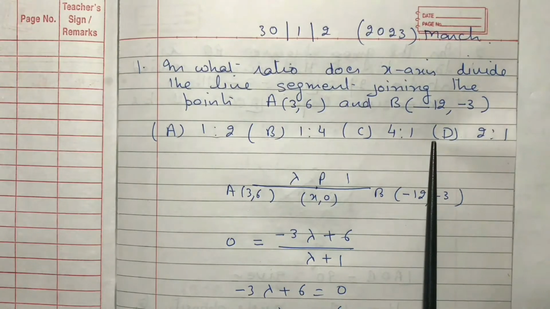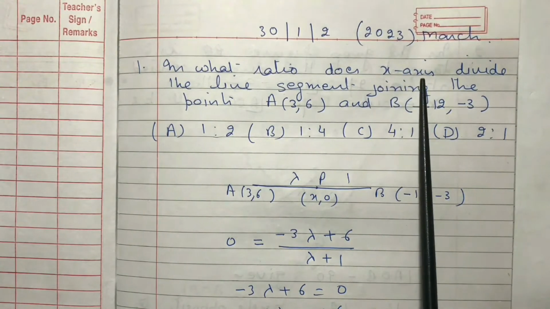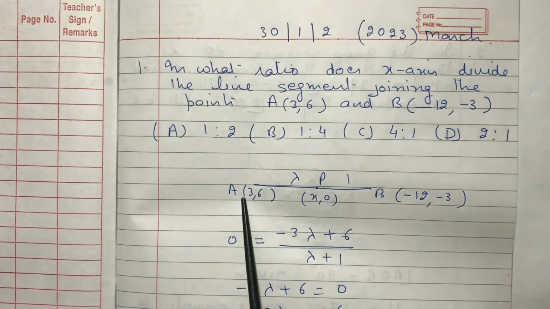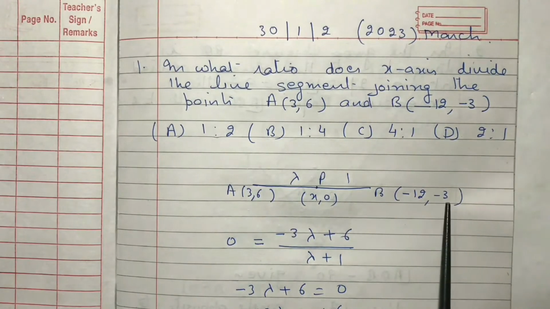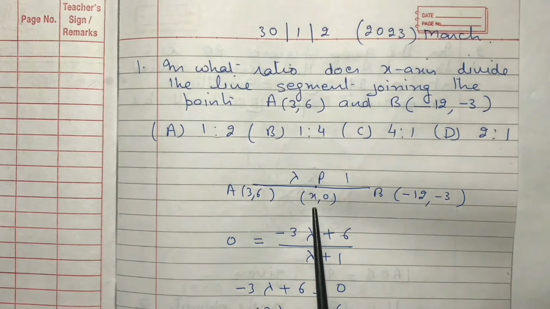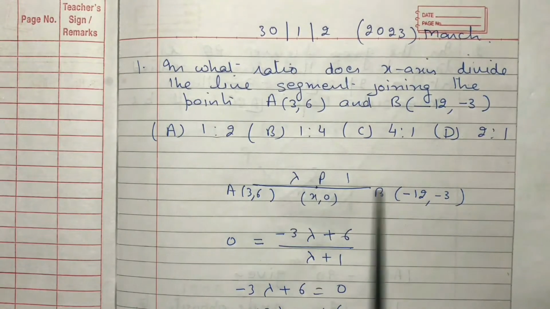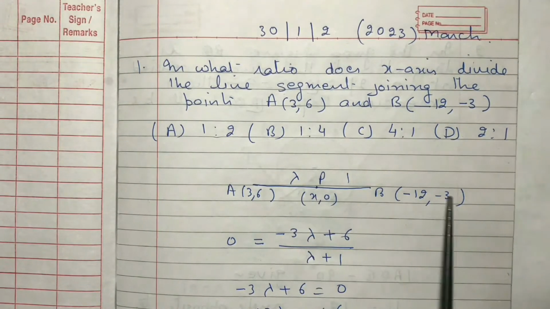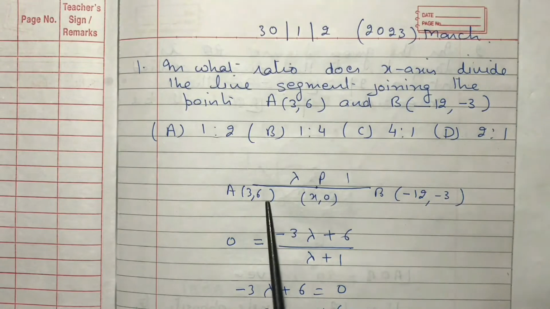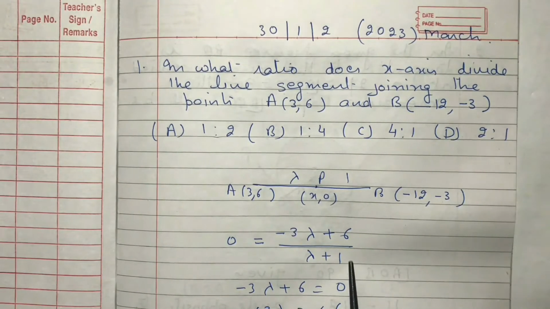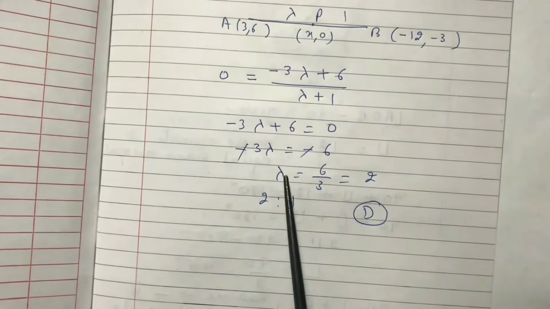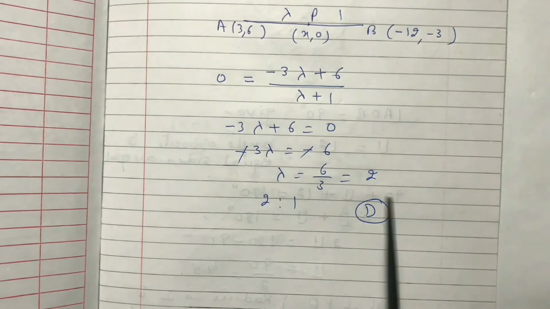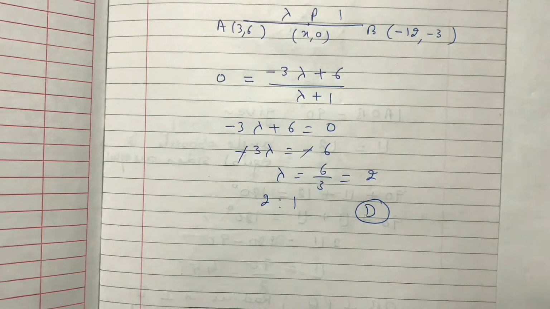There are four options. Since it is the x-axis, the y coordinate is 0 here. If I draw a line, this is AB, its coordinates are (3, 6) and (-12, -3), and let this point be P, with coordinates (x, 0). This point divides AB in the ratio lambda:1. I think you all can do it. 0 is equal to (lambda into -3 plus 1 into 6) upon (lambda plus 1). Here you will be able to find the value of lambda. That will come out to be 2. So P divides AB in the ratio 2:1. So D is the option.